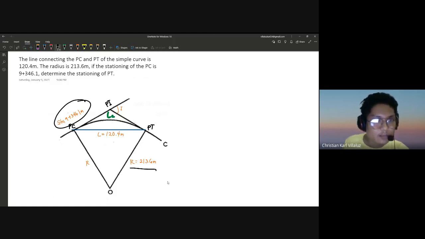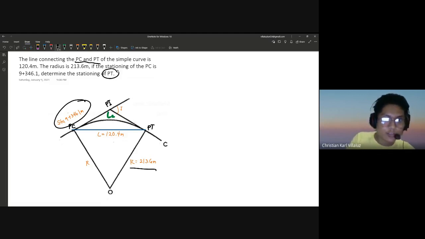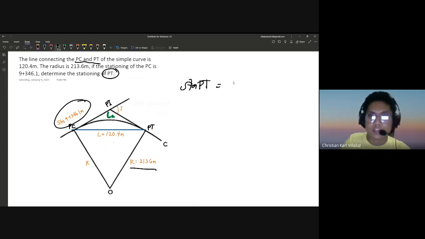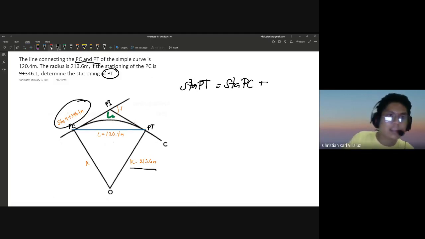Another given is the line connecting PC and PT, or siya yung length of chord from PC to PT. That's the long chord, which measures 120.4. So required is to determine the stationing of PT. So in determining the stationing of PT, all we need to do is add the stationing from PC to the length of curve.